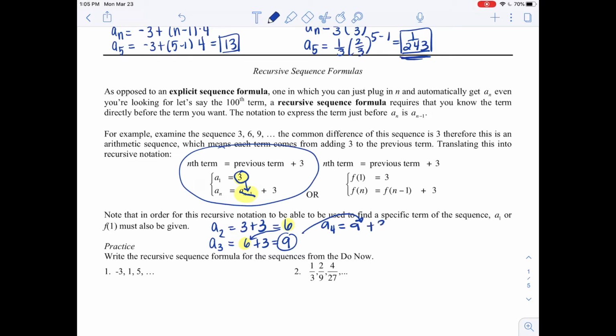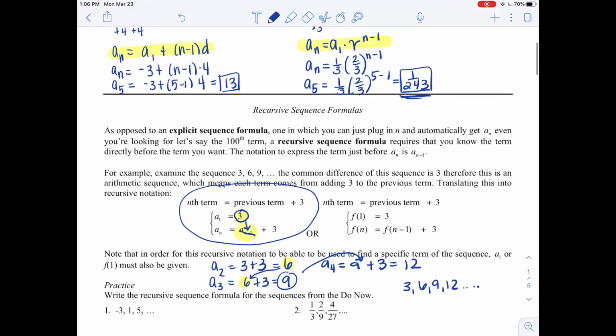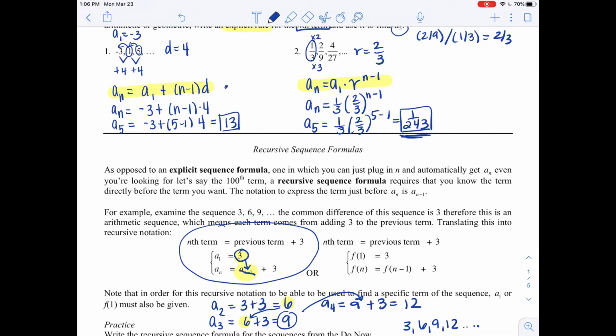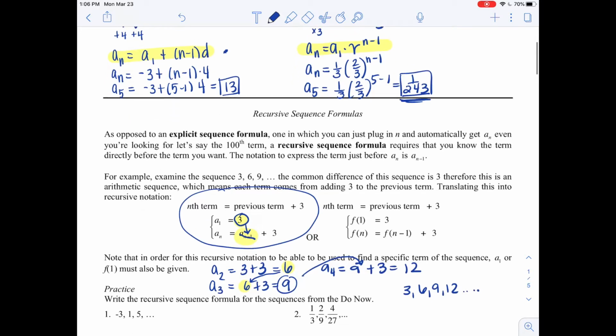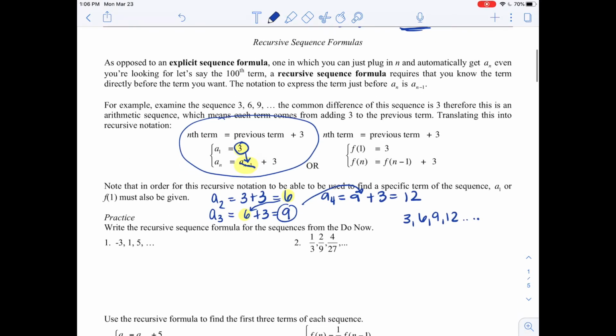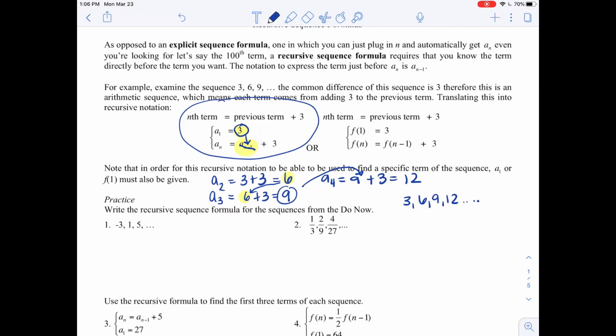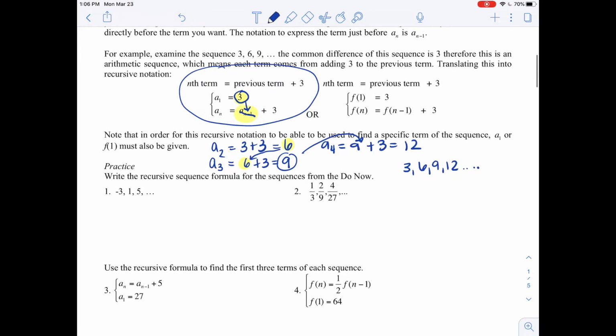Okay, so if I try that again for the fourth term, I'm going to take that previous term and add it by 3, and then I get 12, and so on and so forth. You can see in this particular problem, eventually I get the pattern 3, 6, 9, 12, which you could recognize as an arithmetic pattern, and then turn that into an explicit formula like we did during the do now. Explicit formulas will definitely be better and more useful for you. But it's important to make sure you understand recursive because the Regents sometimes ask questions about stuff like that.